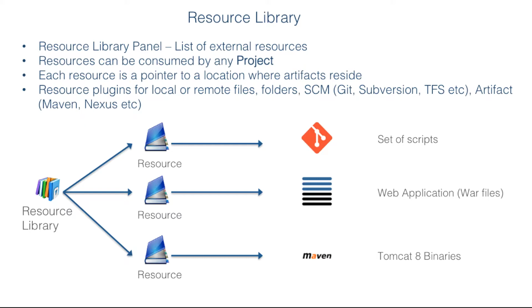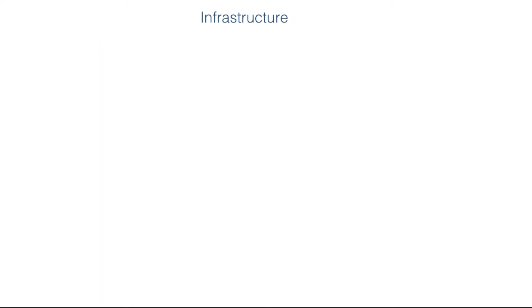So here we've just got an example of 3 resources, one of which is a Git repository which contains a set of scripts. One is a Nexus library which contains a web application, a WAR file, and one is a Maven repository which contains some Tomcat 8 binaries that we might want to deploy. And so those can be shared or not between our projects.